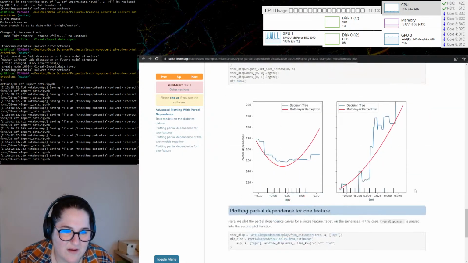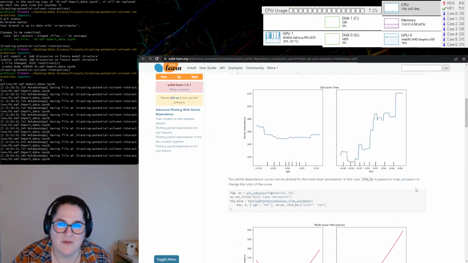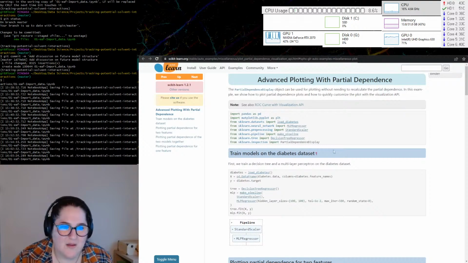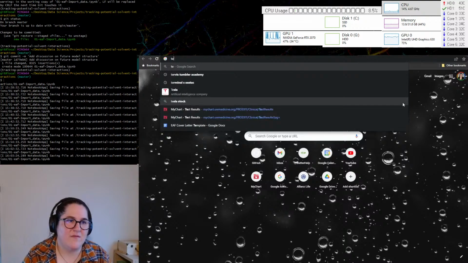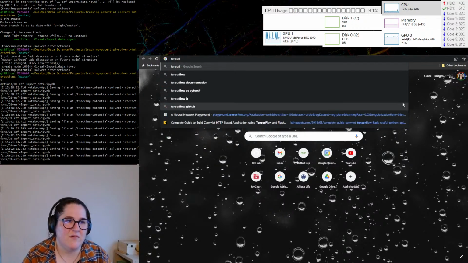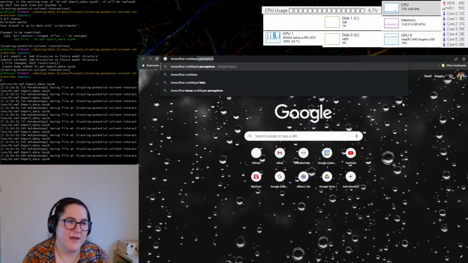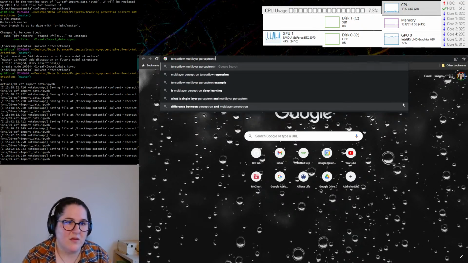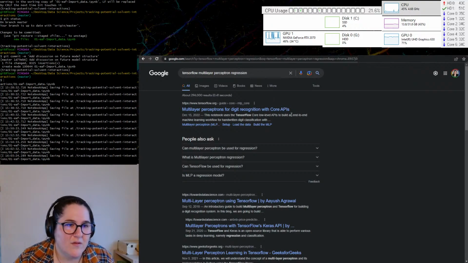And this is kind of what I've run into in the past, is I want to actually have control over what my model is doing a little bit more than what's happening here in sklearn. And I have used TensorFlow in the past. So let's see if we can't find anything on TensorFlow. Yeah, TensorFlow, multi-layer perceptron regression. Okay, cool.